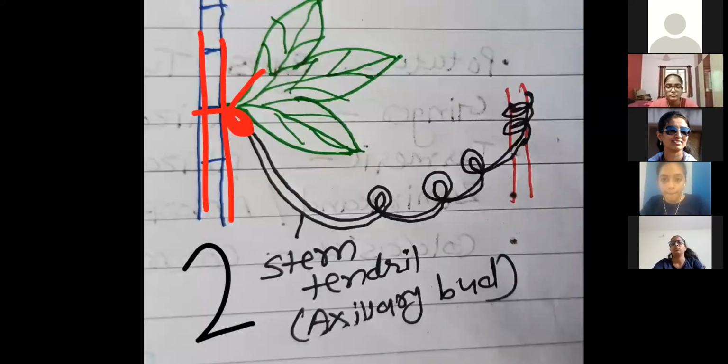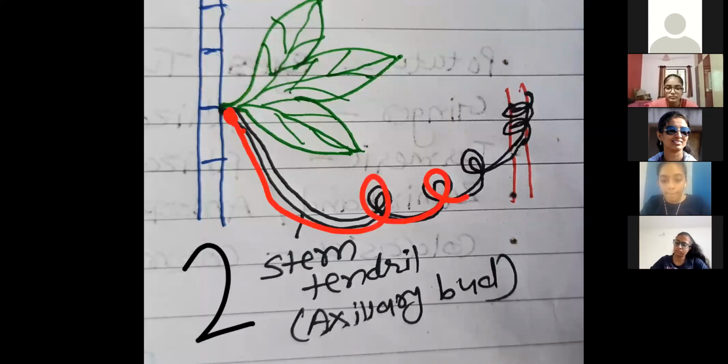So the second modification is what we call stem tendrils. Remember, here the axillary bud is present in the axial position. Here, instead of making a branch, this axillary bud is modified into a long spirally coiled structure that we call a tendril, which is a part of a stem. So we call it a stem tendril.